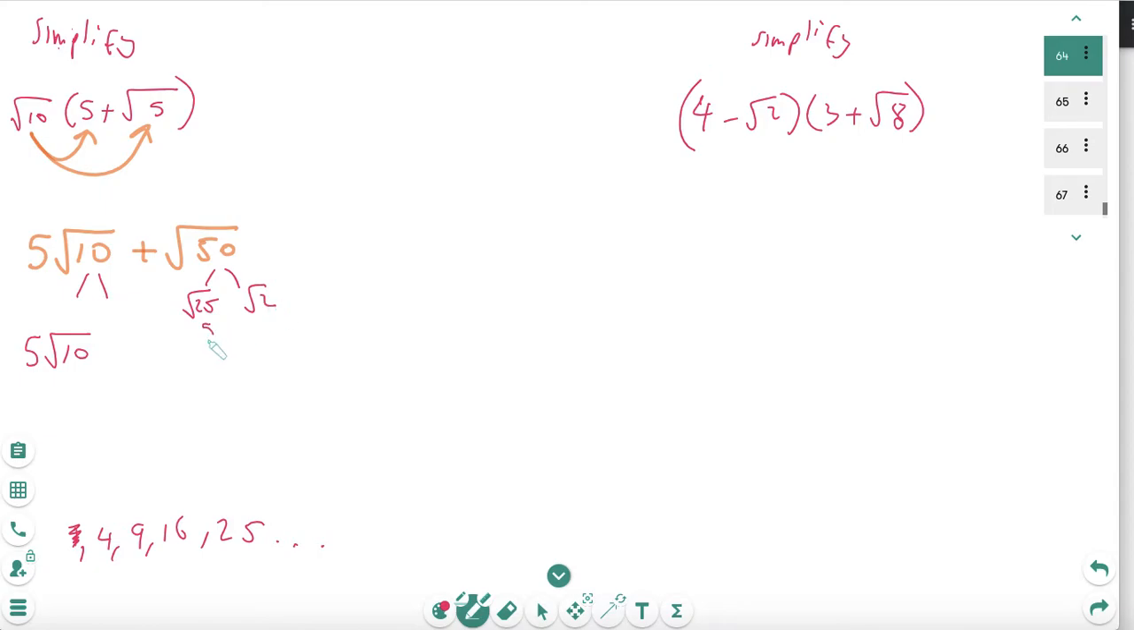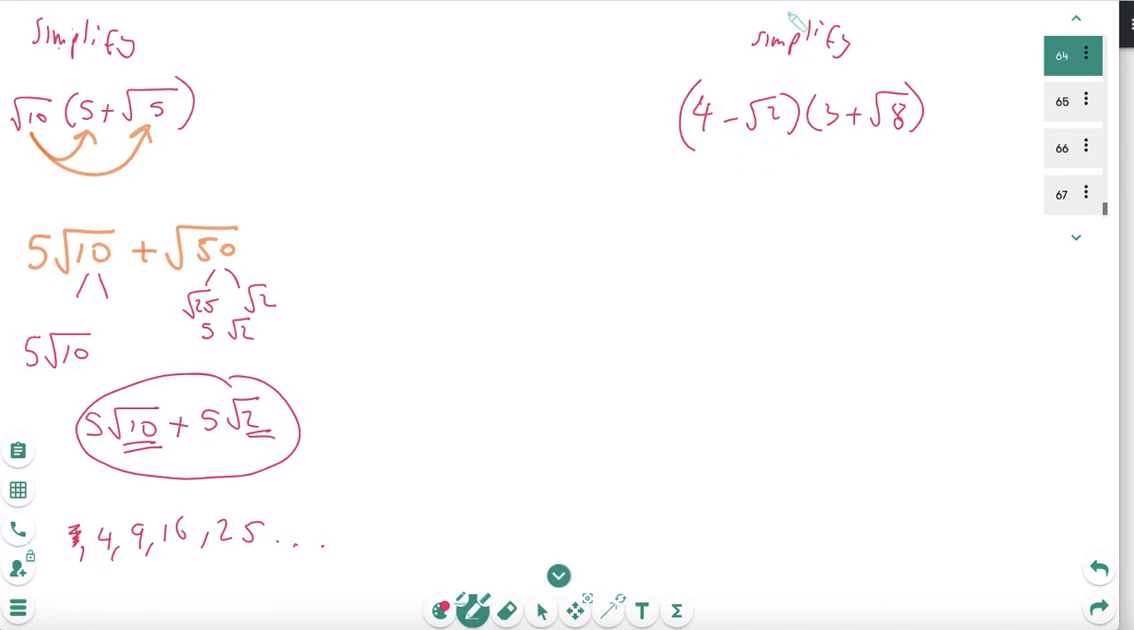Square root of 25 is 5, root 2. So it's going to be 5 root 10 plus 5 root 2. Are the surds the same? No. Can I simplify this anymore? No, we tried to simplify. It didn't work. So this will be our final answer: 5 root 10 plus 5 root 2.